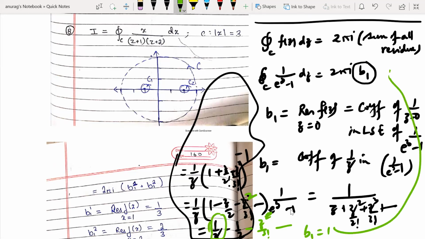As you put b1 equal to 1, your answer is 2 pi i. Your answer is 2 pi i. Okay, let's see the next example. This is the 8th example. I'm going to solve this problem now.